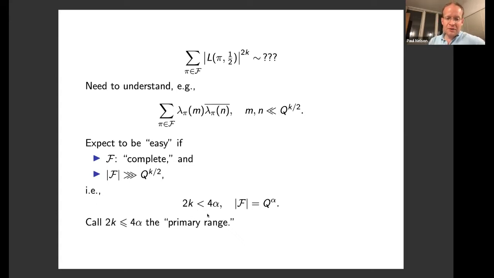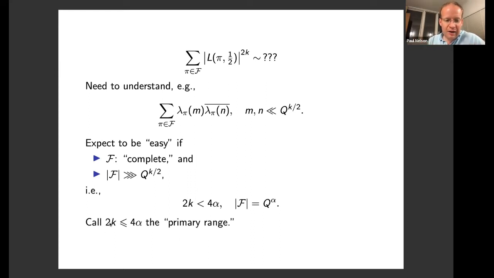And you can translate that in terms of the exponents to a familiar condition, which says that the degree of the moment should be at most 4 times this logarithmic ratio of the family size to the analytic conductor. And when you have equality there, when 2k can be exactly 4 alpha, that's the threshold situation where you might expect to be able to say something non-trivial, just barely as far as moment asymptotics are concerned, maybe by solving a shifted convolution problem, for example.